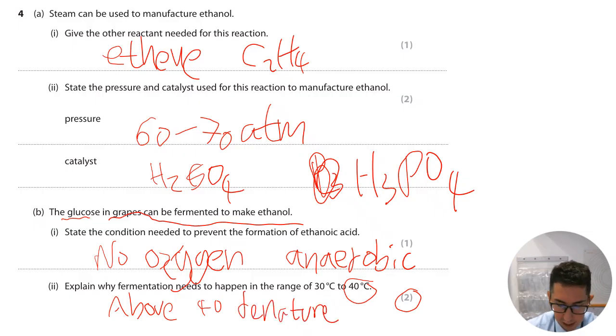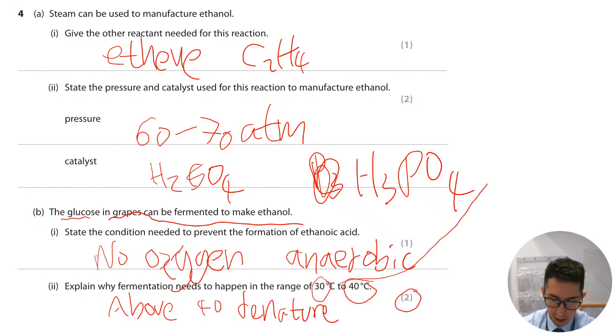Basically what that means is they start to break down. And once they've denatured and sort of changed shape, you can't use them anymore. So once it's reached above 40 degrees, it's completely useless. The yeast will actually die. But why not below 30?